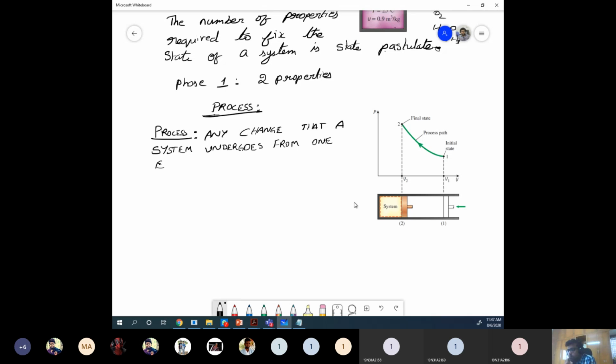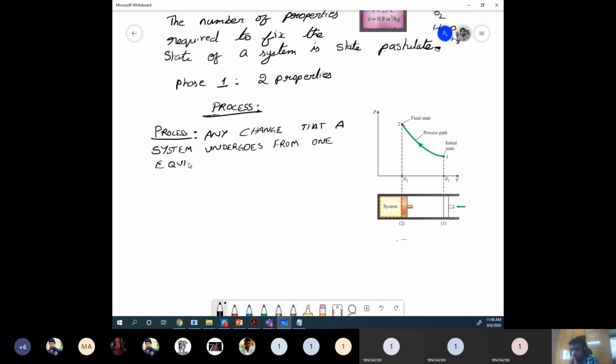If you are moving it very fast, what happens? Intuitively, you know that there is some friction force going on, right? Because of that friction force, you are emitting some heat energy, so you are disturbing the surroundings. Without disturbing the surroundings, you have to do this process slowly. And once it has moved to the final state, if you move the piston backward very slowly, then you should get the same path. So that is why it undergoes change from one equilibrium state.